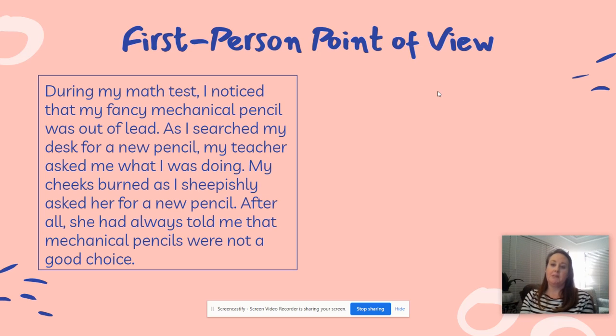Okay, so first person point of view. Let's see why this would be considered first person. During my math test, I noticed that my fancy mechanical pencil was out of lead. As I searched my desk for a new pencil, my teacher asked me what I was doing. My cheeks burned as I sheepishly asked her for a new pencil. After all, she had always told me that mechanical pencils were not a good choice. So let's look at some clues as to why this is first person.